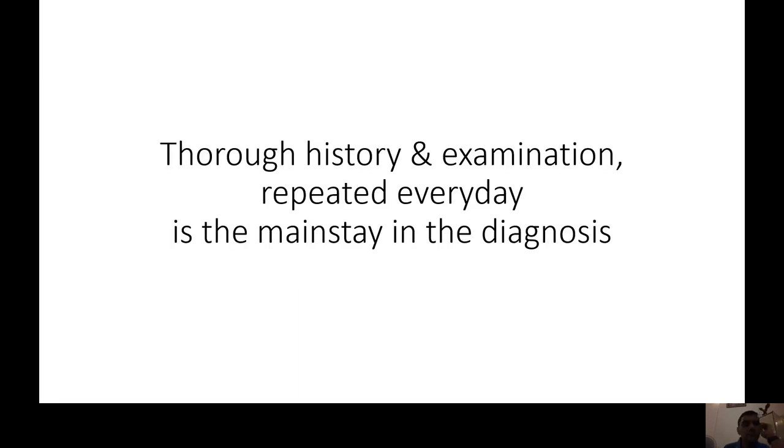So the important thing when it comes to evaluation is thorough history and examination repeated every day; it is the mainstay of diagnosis. Simply because you might come up with new information every day when you do the ward round. So that is why it is very important you repeat the history and repeat the examination every day, and then decide on the investigations based on your findings.